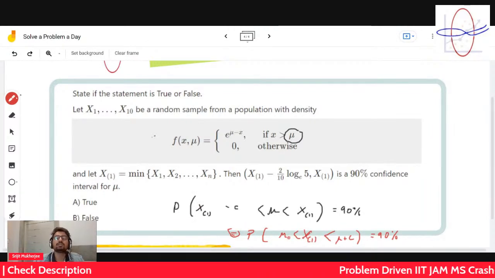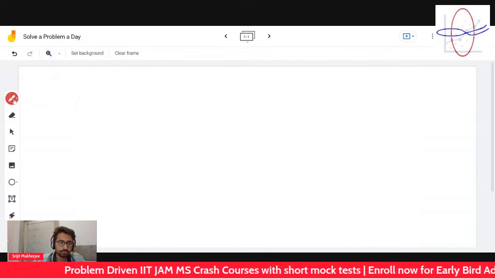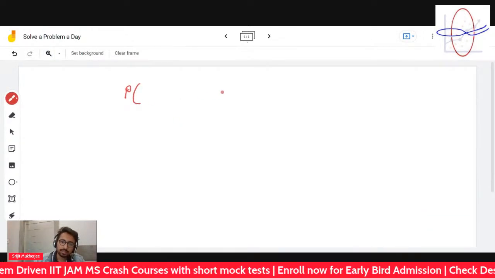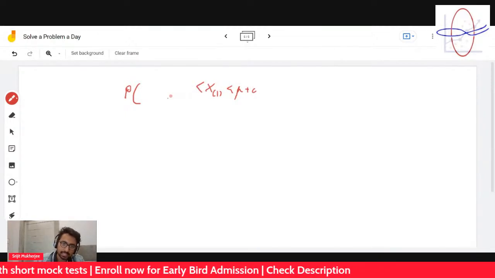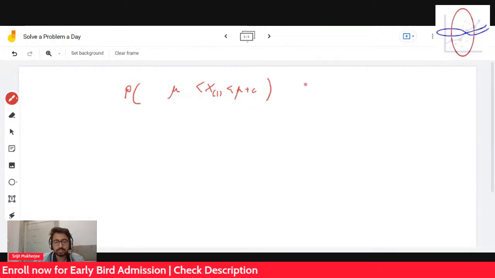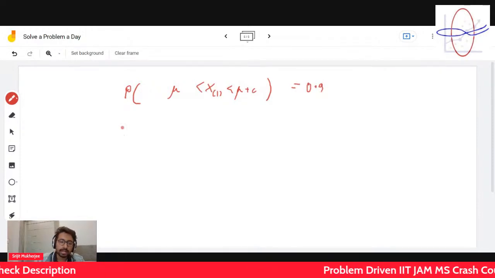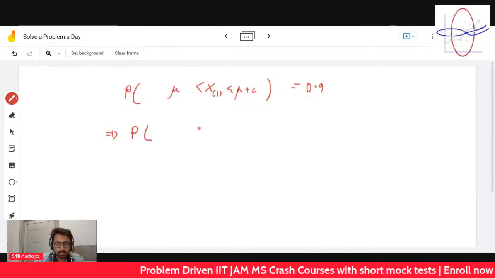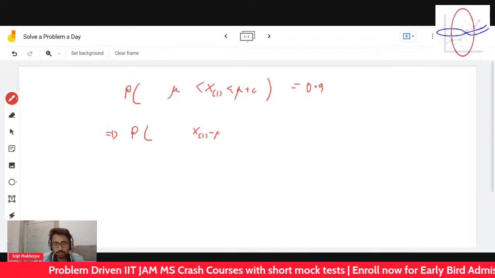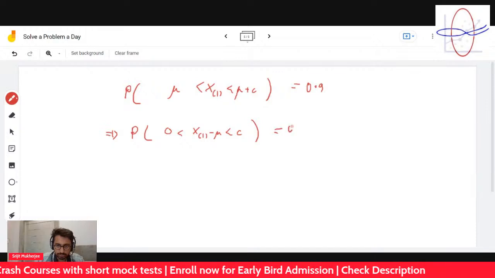So it's asking about x1 minus mu. If you observe it very carefully, we need to find the probability that x1 is greater than mu and less than mu plus a constant, which is 90%. Observe that we will shift x1, and I will tell the reason why. This is equal to 0.9.